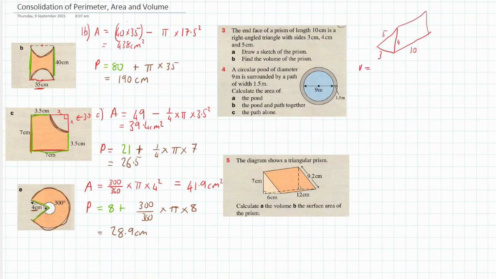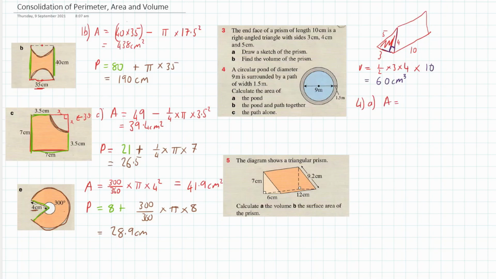The volume is going to be the area, so this bit here, half times 3 times 4 times, and it's not 5, right? A 3, 4, 5 triangle is like this. You've got a right angle there, so that's your base, that's your height. And then we're going to times it by this 10. And this gets us 2 times 3 is 6 times 10, 60 centimeters cubed.